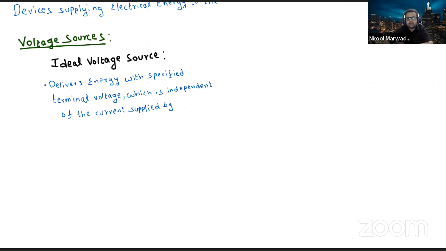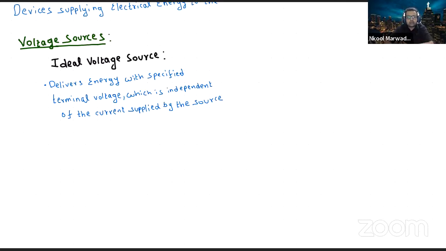So the idea is very simple, that ideal voltage source will forever be supplying the voltage. Its voltage will be constant. It will never drop, no matter how much current you draw. Ideal voltage source, it will continuously give you the voltage, and its voltage will be constant. It will not change. So the graph of the ideal voltage source is something like this.